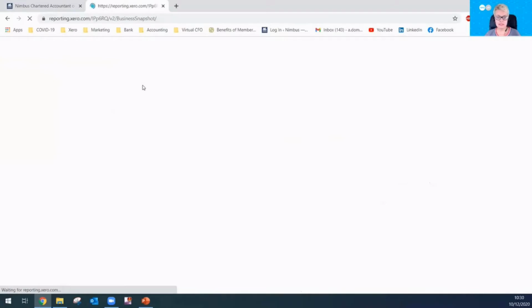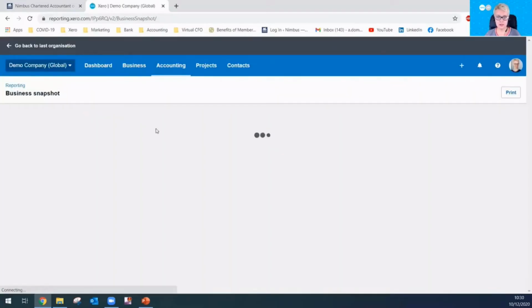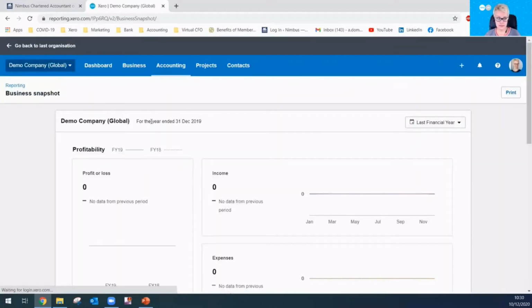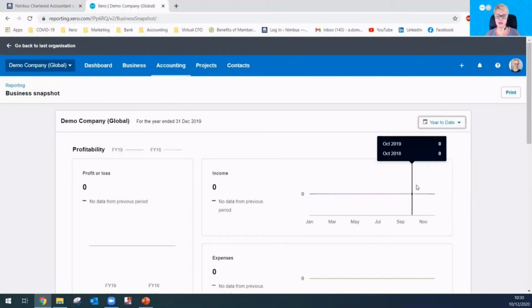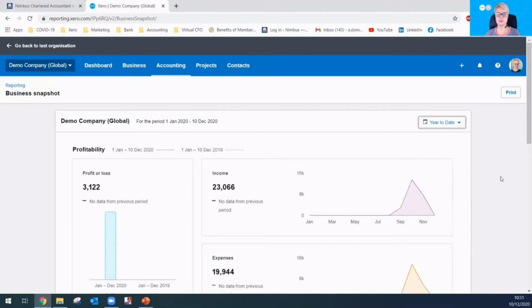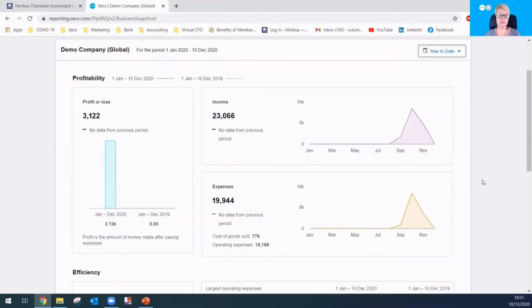The business snapshot is not so much about cash, it's more about the profitability of the business. So here we choose the period which we want to look at. Let's say we want to look at this year to date, from January to the 10th of December. We change the period and Xero is pulling data from the accounting database, from the invoices that have been processed so far. And what is it telling us?